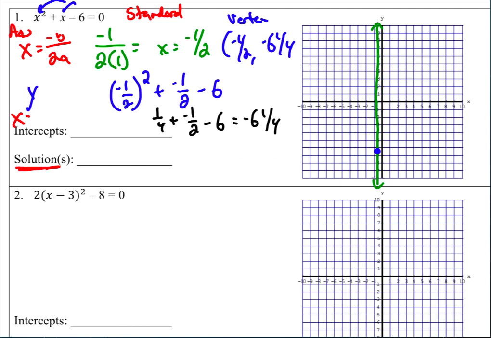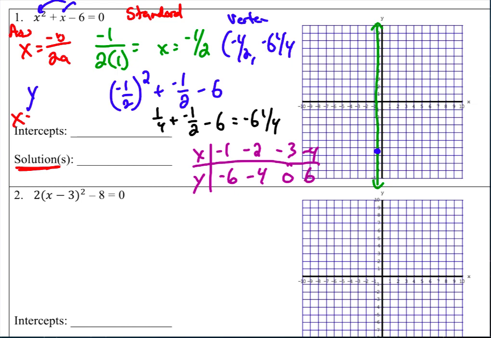vertex. All right, now I need to graph the rest of the equation, so I'm going to have to find some x's and y's using my calculator. So I want to be centered around that negative 1/2. So negative 1 is at negative 6, negative 2 is at negative 4, negative 3 is at 0, and negative 4 is at positive 6.